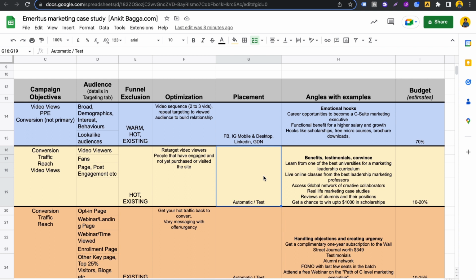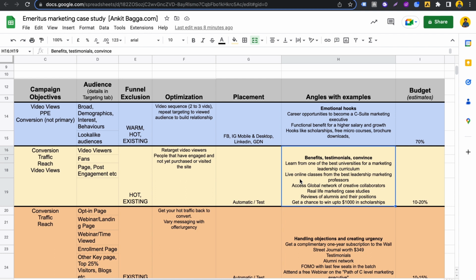Angles that we can play on the creators would be around learning from one of the best universities for a marketing leadership curriculum. You can learn from online classes from one of the best professors in marketing, leadership marketing out there. Then access a global network of alumni and creative collaborators, and real life case studies that you'll be working on in the course. We'll be talking about all these pointers as part of the hooks in the ad copies that we'll be showing to the warm audience.